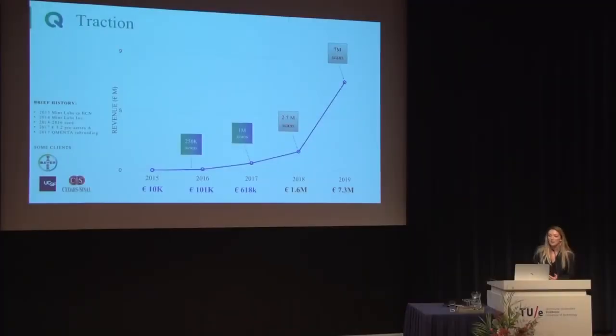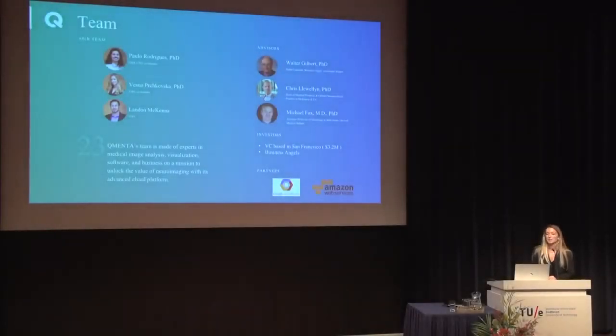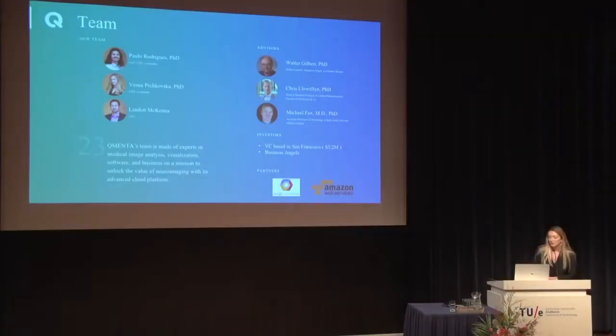We also have very important clients, and we are running our first clinical trials, such as Bayer Pharmaceuticals, Cedars-Sinai, UCSF, and many others. Many clients are in the States, but also here in Europe. And we have a team of currently 23 people, experts in image processing, and also an extraordinary advisory board. Walter Gilbert, who is also an investor in the company, is a Nobel Prize winner in DNA sequencing, and he's also one of the founders of Biogen.